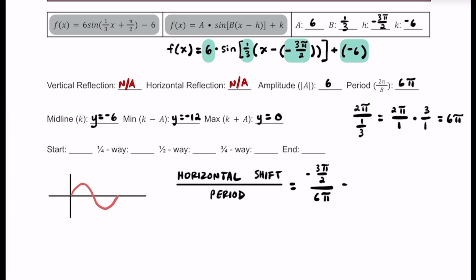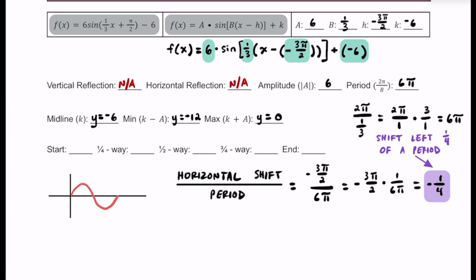Now, if you simplify this a little bit, it's going to be negative 3 pi over 2. If you divide by 6 pi, we're going to multiply by 1 over 6 pi. So if you simplify this, this is going to be negative 1/4. And so what this negative 1/4 tells us is that we're going to be shifting left 1/4 of a period. So the negative means that we're moving to the left. If it was positive, we would move to the right.